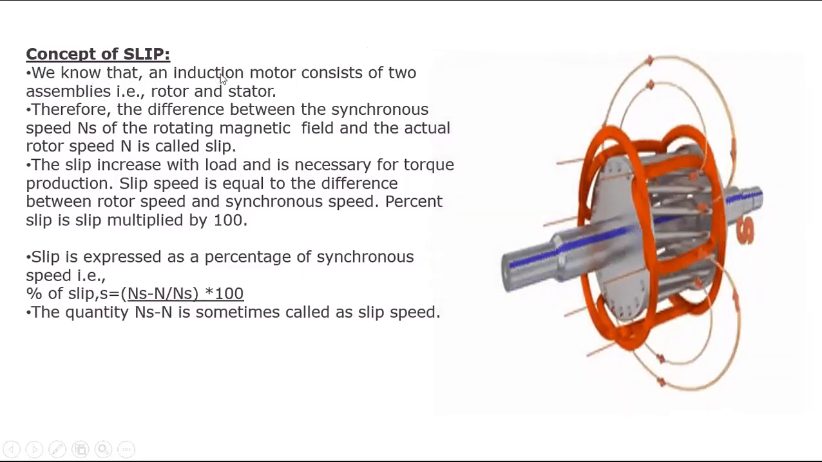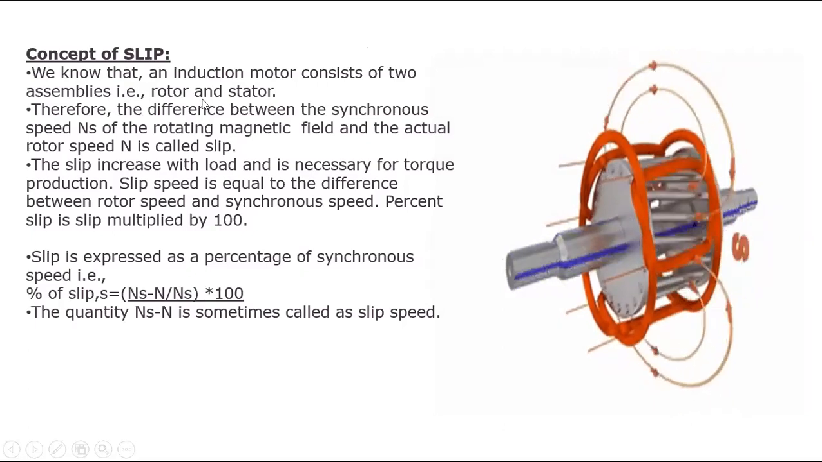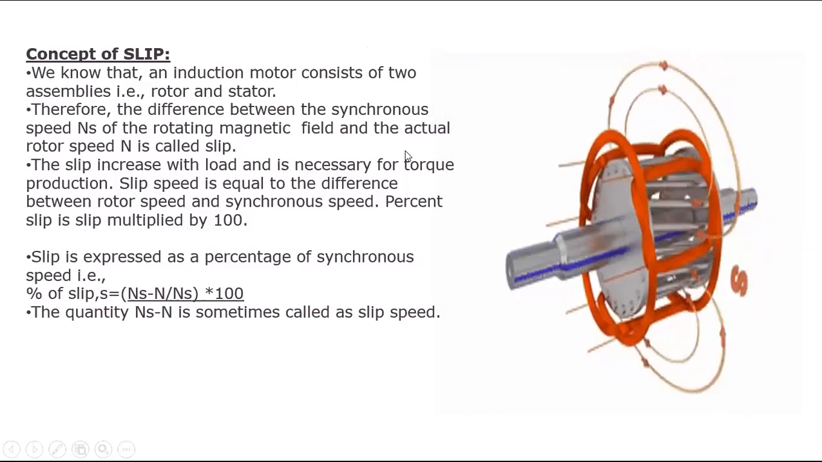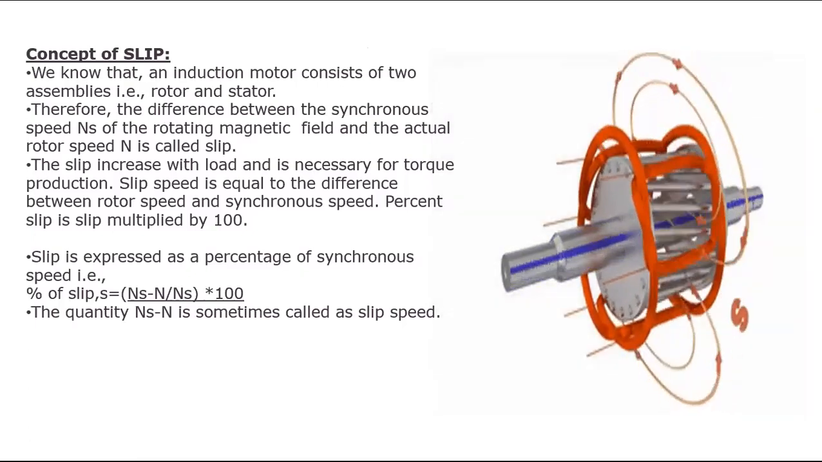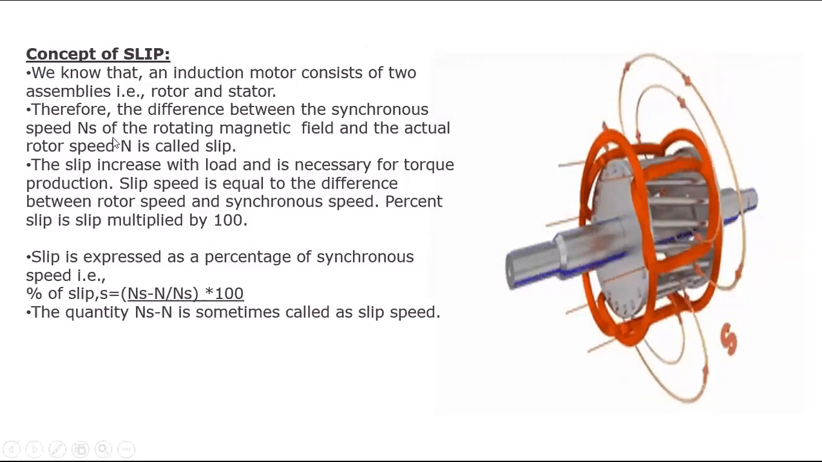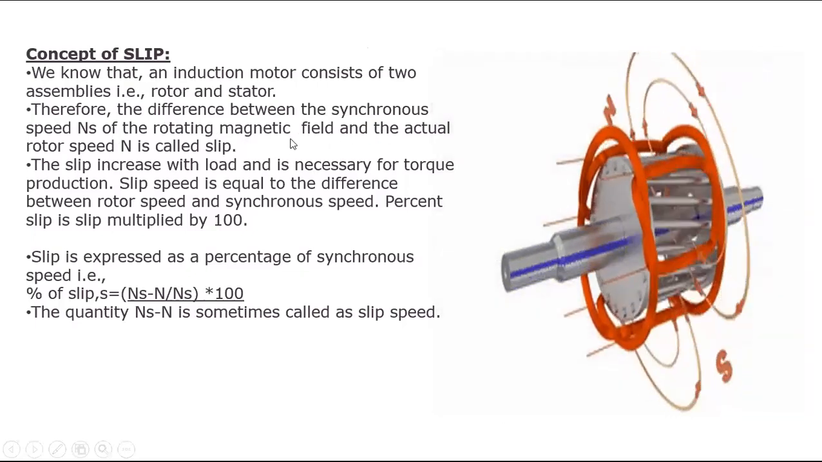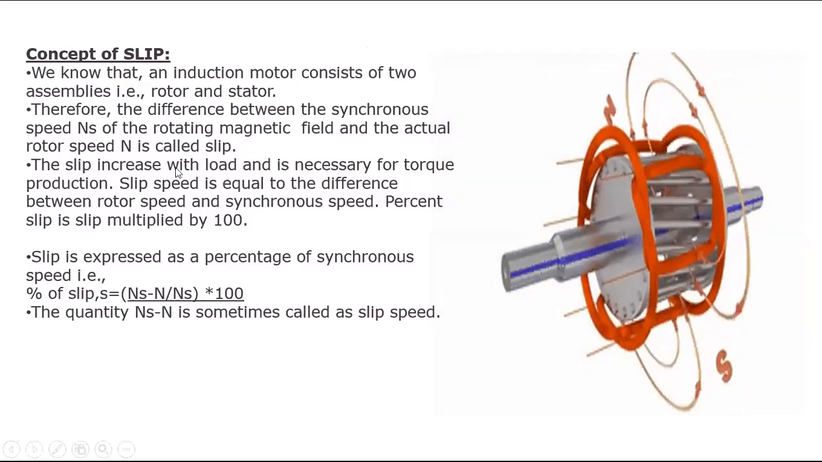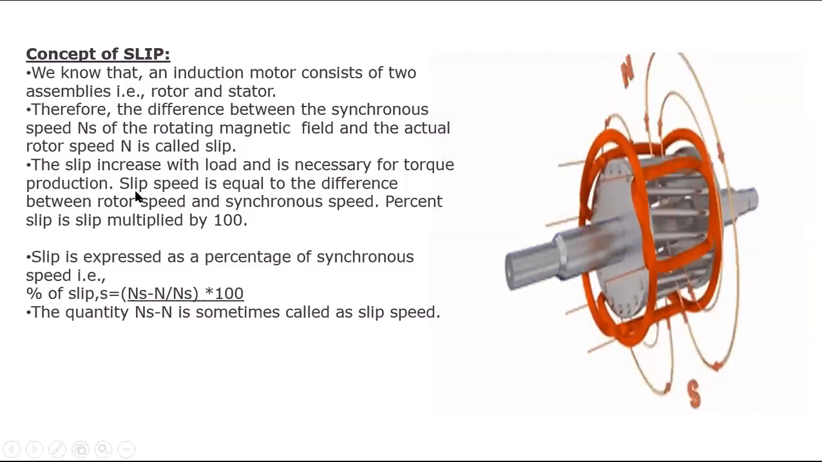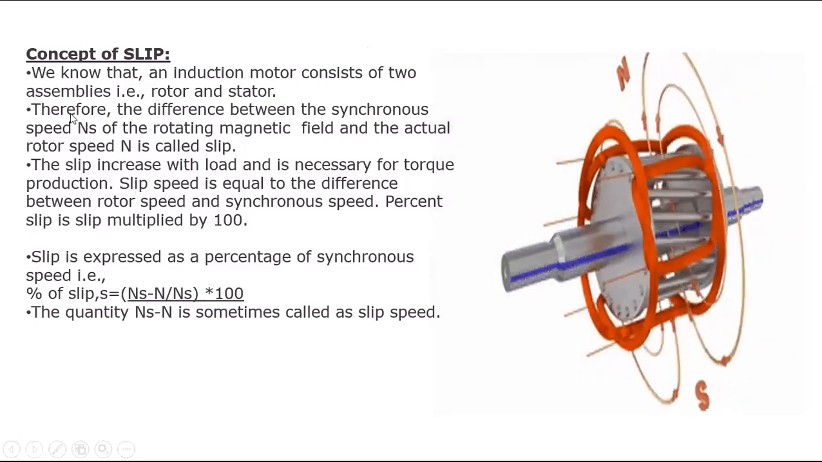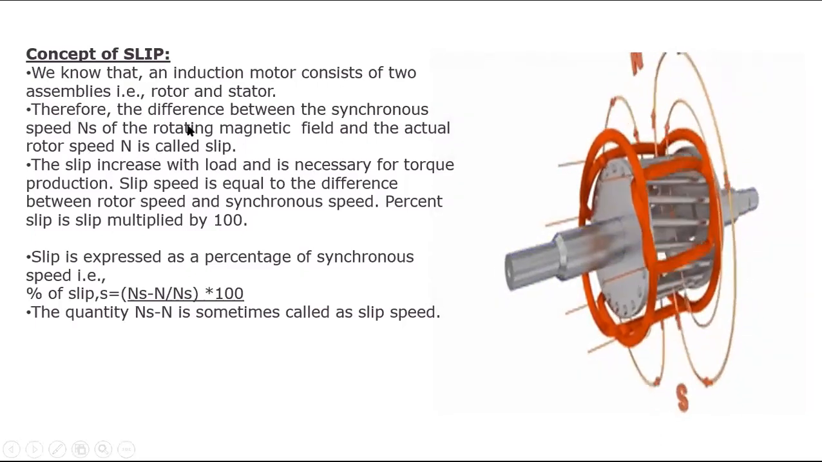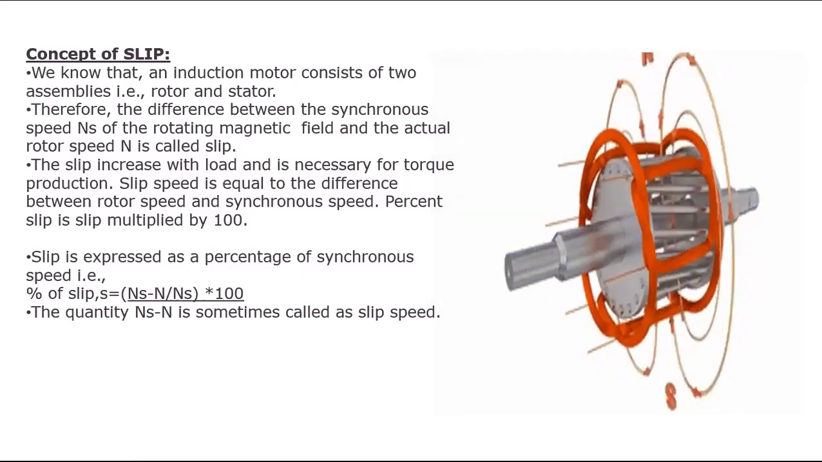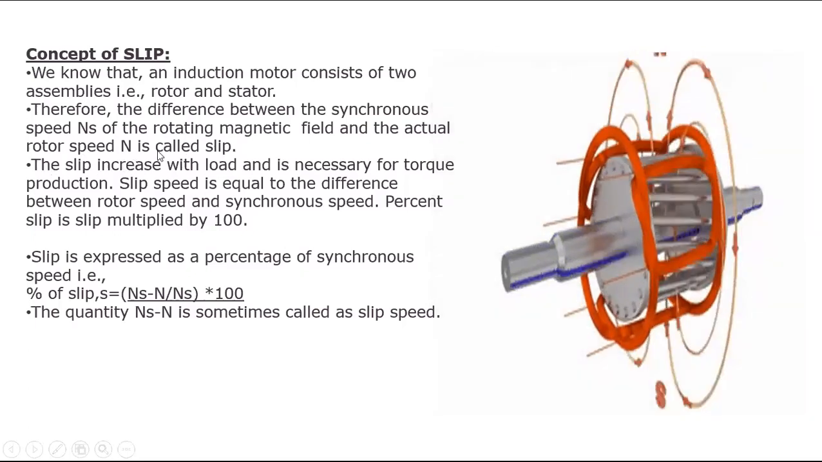We know that the induction motor contains stator and rotor. The difference between synchronous speed, so what do you mean by synchronous? As it is rotating at maximum speed, we call it synchronous. The difference between the synchronous speed, ns, of the rotating magnetic field and the actual speed is called the slip. These are the extra points here: slip increases with load, torque production. This paragraph is quite sufficient: the difference between the synchronous speed of the rotating magnetic field and the actual speed of the rotor is called slip.